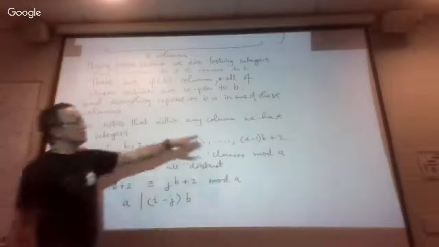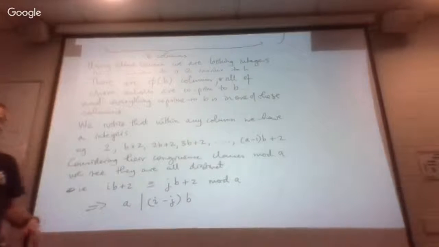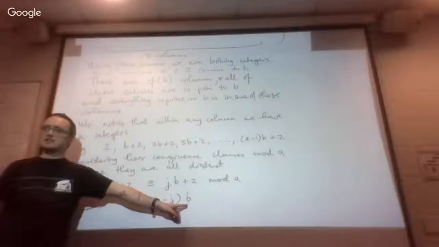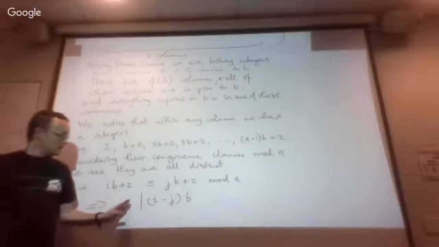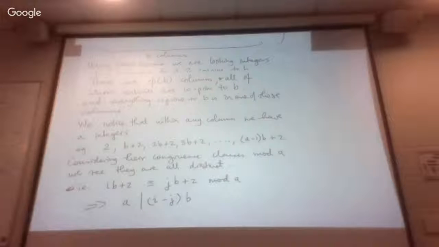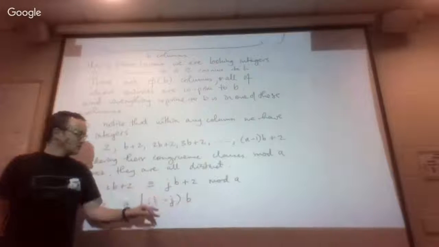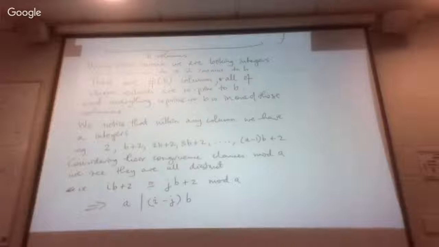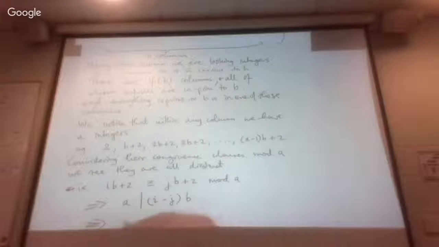So if two of these were in the same congruence class modulo a, that would force you to say a divides the difference. But a big assumption lying behind a and b in all of this is that a and b are co-prime. So if a divides the product, it can't divide b, so it has to divide this factor, i minus j. So that implies that a divides i minus j. See, where have i and j come from?